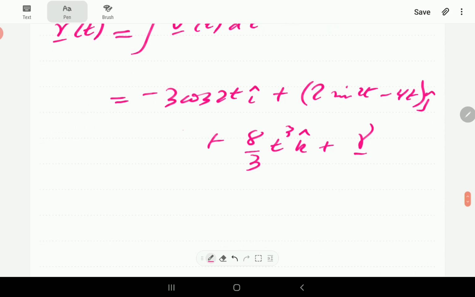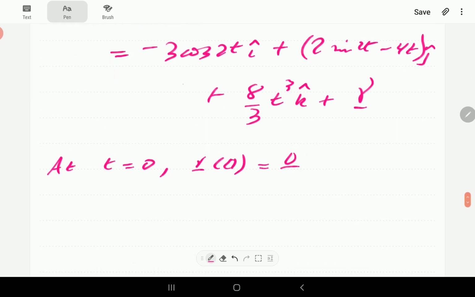Now again, we're going to have to evaluate this. Remember that at time t equal to 0, the particle is at the origin, so that means that at t equals 0, the displacement is 0, 0, 0. So if we plug in t equal to 0 here, we must get 0i plus 0j plus 0k. So that is the left hand side.